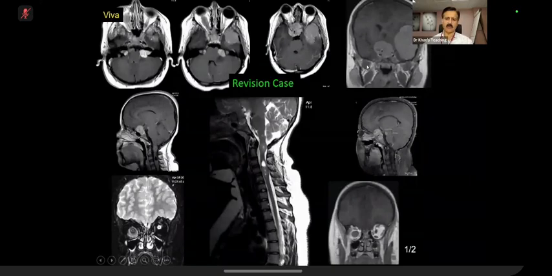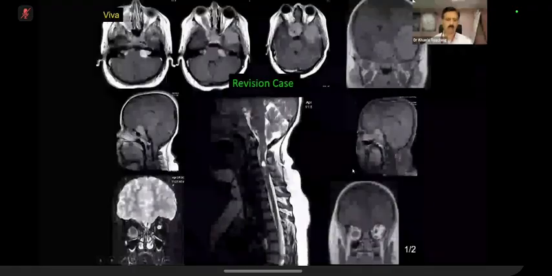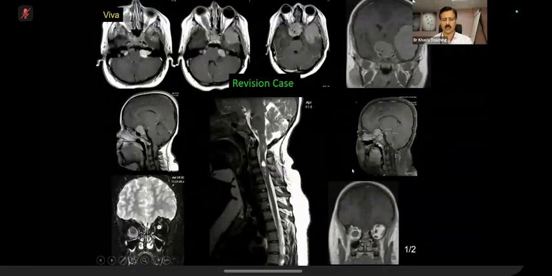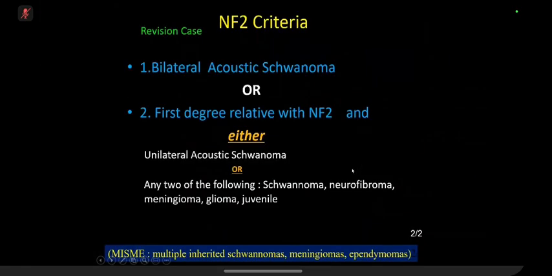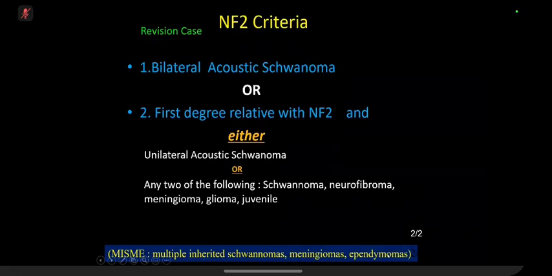So we have all covered phacomatoses, and you know that once you see something in the brain, you have to ask for the rest of the neural axis. So you have to ask for the spine imaging. And just as a recap, this is the definition of NF2, and this is the mnemonic: multiple inherited schwannomas, meningioma, ependymoma. So that is just for review.